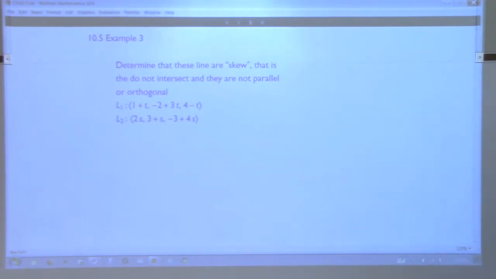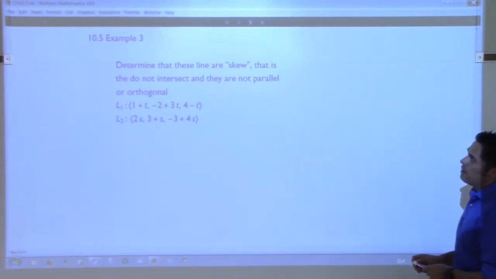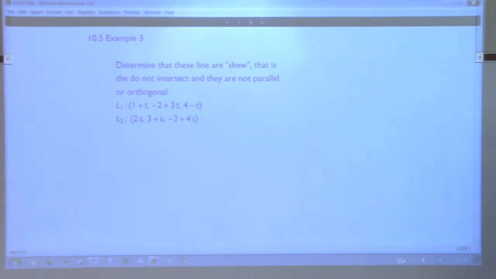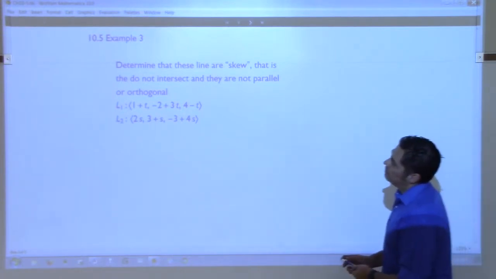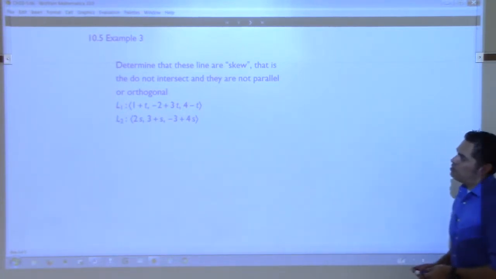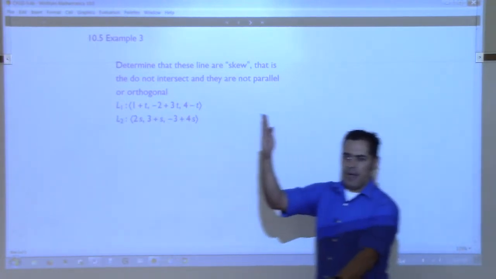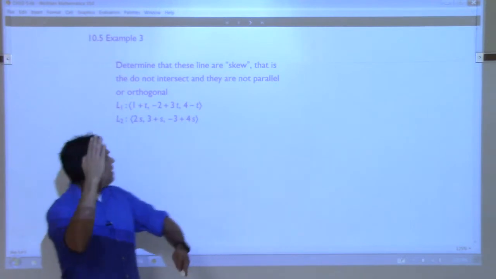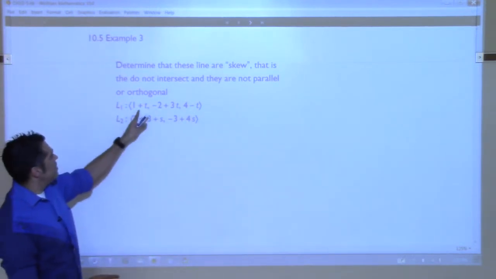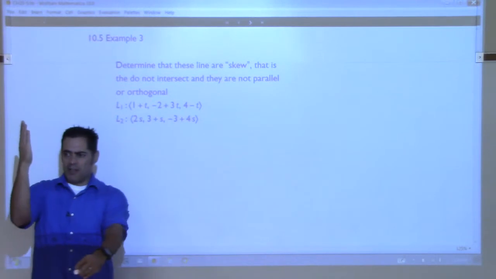Determine that these lines are skew. That is, it's supposed to say they do not intersect, and they are not parallel or orthogonal. I want you to show me that these two lines don't ever hit each other, they're not parallel to one another, and they're not orthogonal to one another. So two lines sitting in space. Three-dimensional space? Yes, because they have 3 components. So I have 2 lines sitting in 3-dimensional space.